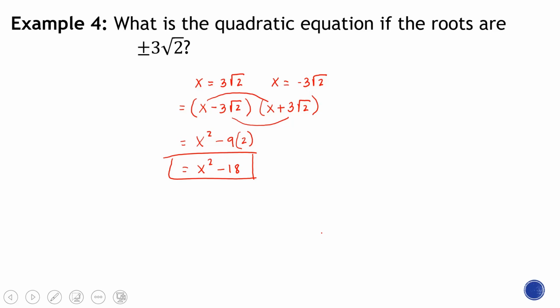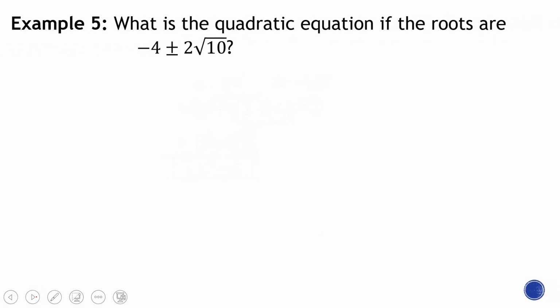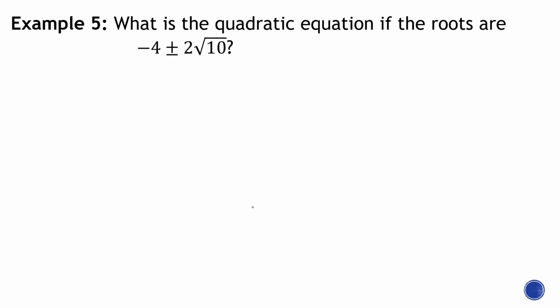Okay, let's go to the next one. Okay, so here, oh, what happened? There you go. We have x equals negative 4 plus 2 square root of 10, right? And then the next one is x equals negative 4 minus 2 square root of 10. So here, what you will see is like a binomial within a binomial. Okay, so let's see what do I mean by that.